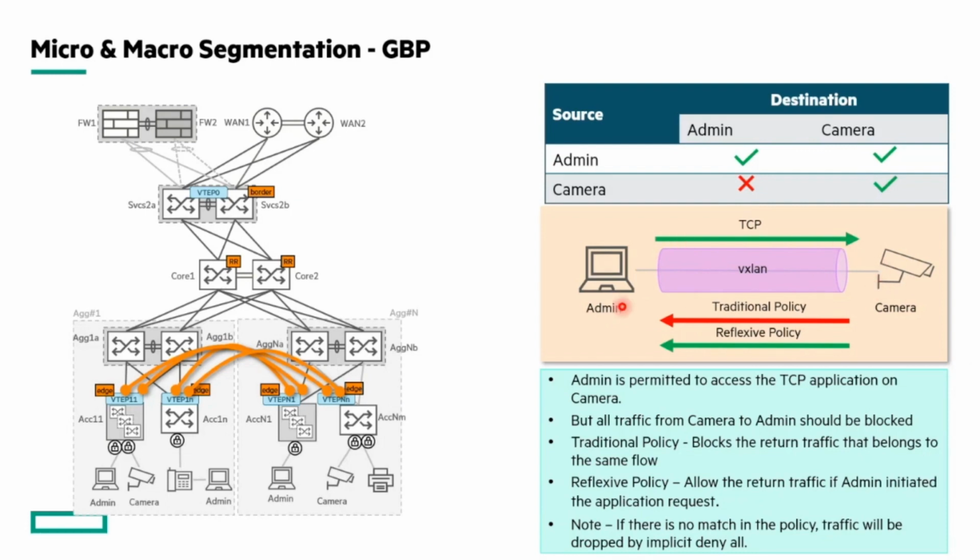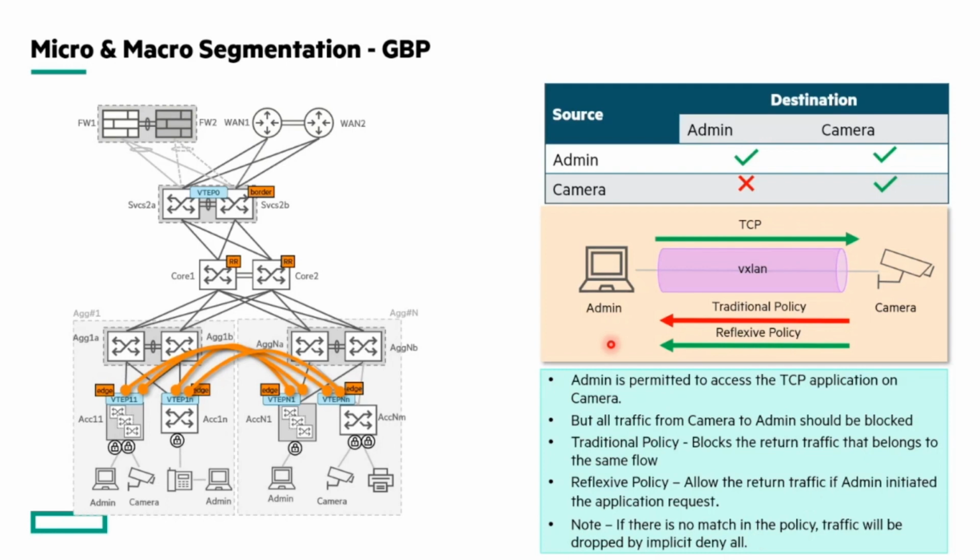So what happens in this method is that the traditional group-based policy will block the reverse traffic. If the admin has initiated a TCP application and the camera responds to it, traditional group-based policy will be blocking it as it has an implicit deny as well. So because of this, the valid traffic flow from admin role to camera will be disrupted.